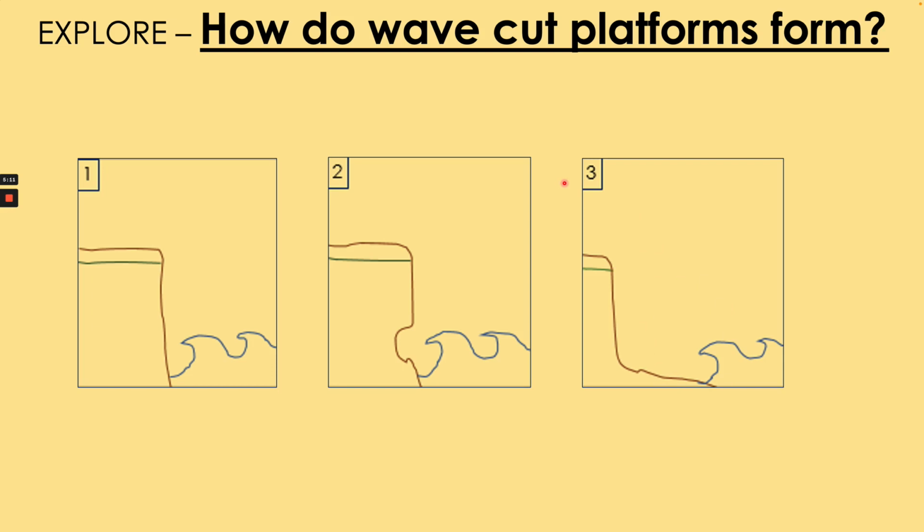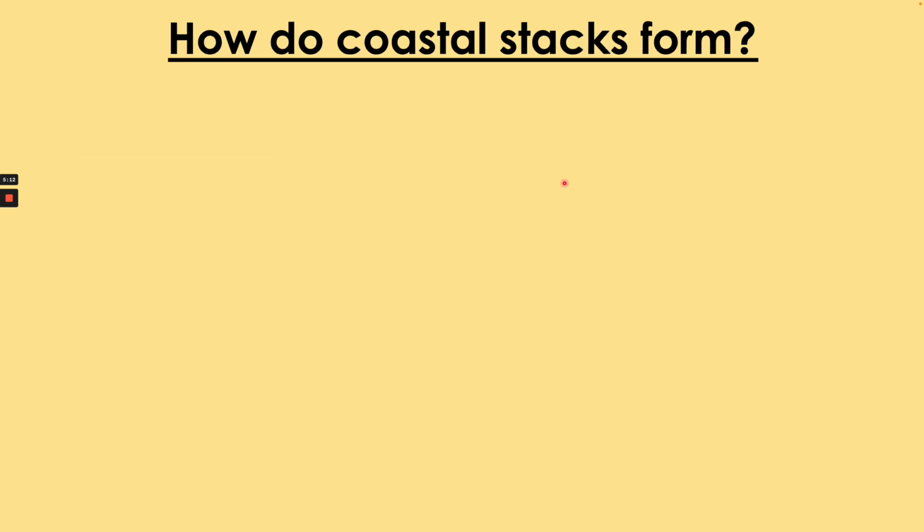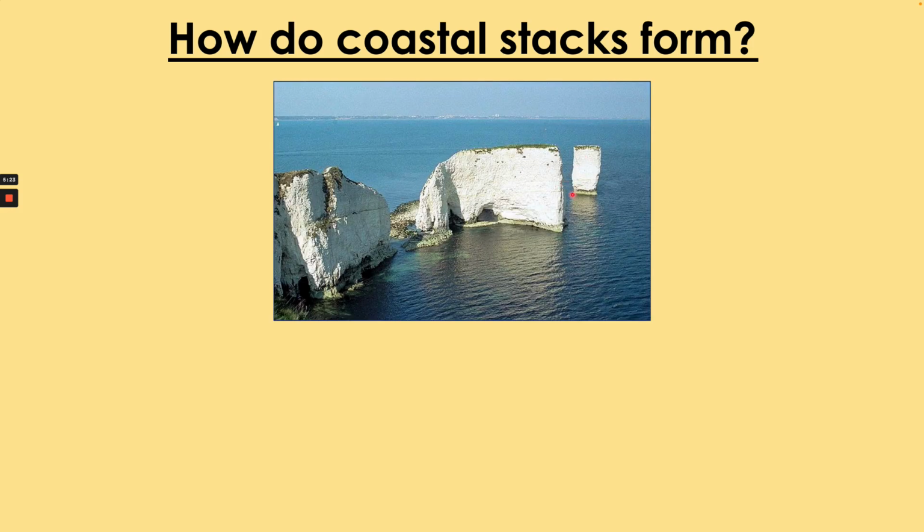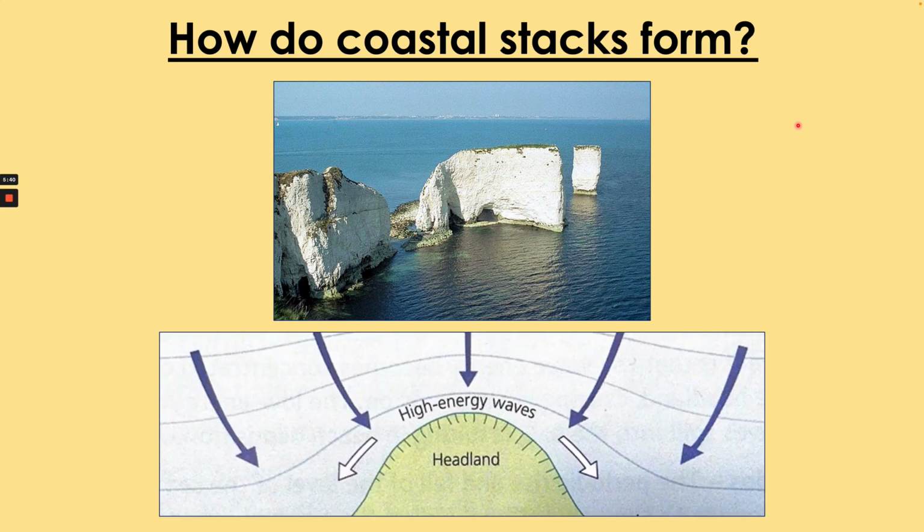Final landform. Coastal stacks such as the famous Old Harry near Swanage form from headlands as well. Here is Old Harry, and Old Harry's wife sitting behind here collapsed into the sea about 150 years ago. This used to be part of a single continuous headland, but it's been broken up into separate pieces and Old Harry sticks out at the end. So how did this happen?